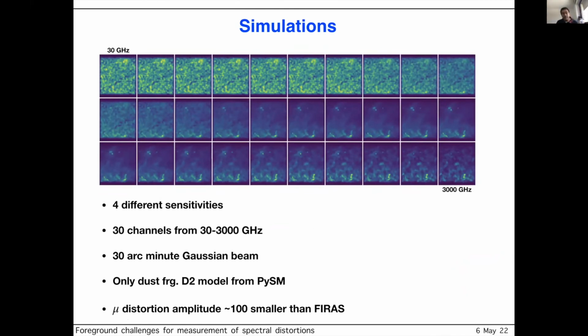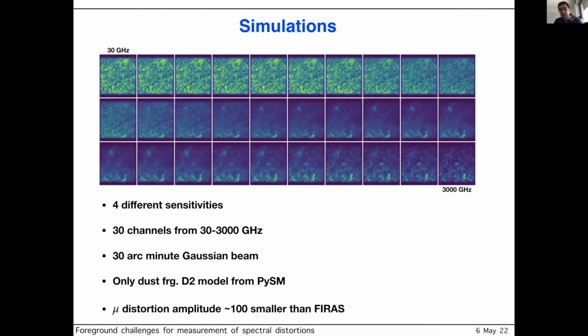So we started with generating simulations at 4 different sensitivities, with channel coverage of 30 to 3000 gigahertz with a 30 arcminute beam, and we assumed only the dust model, and we do this ILC on small tiles. And we assume a mu distortion amplitude which is 100 times smaller than FIRAS. So it's not quite at 2 times 10 to the power minus 8, it's at around 10 to the power minus 6, so around 100 times larger than what lambda CDM predicts.